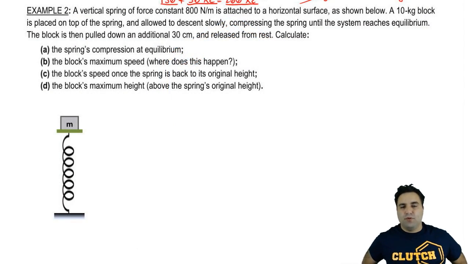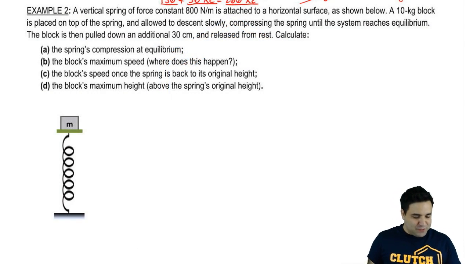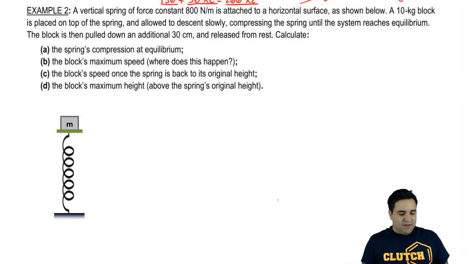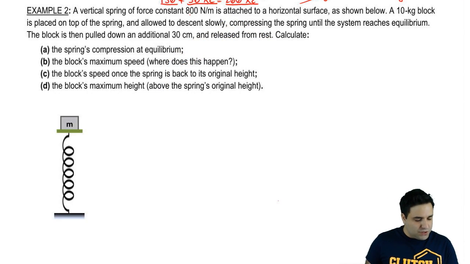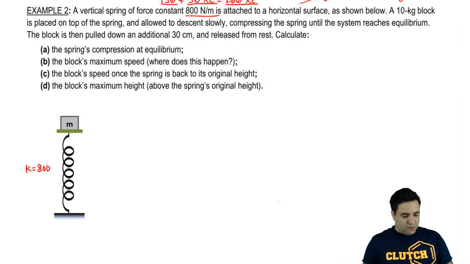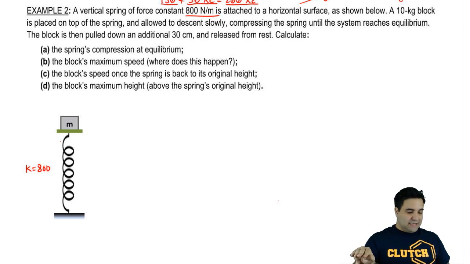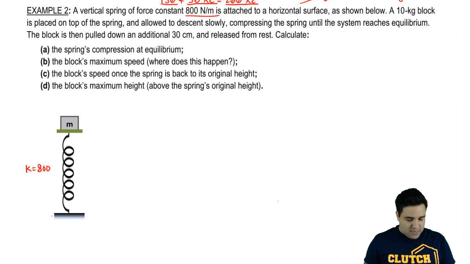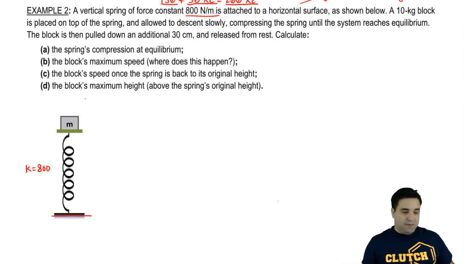All right, so here's another example, and this is a pretty long one, so you should try to write small, make it all fit. I have a vertical spring, a force constant 800. That's the spring coefficient, K, put it right there, 800. And it is attached, so the spring is vertical, but it's attached to a horizontal surface as shown below. So this is just describing the picture.